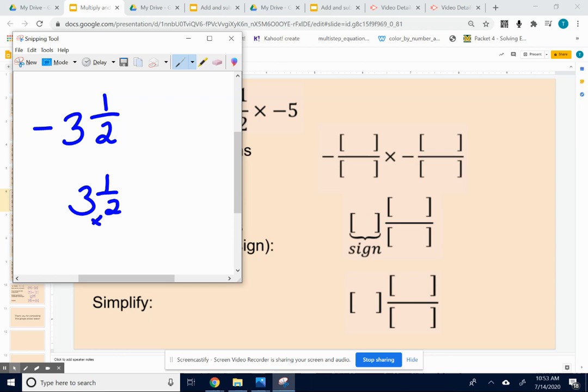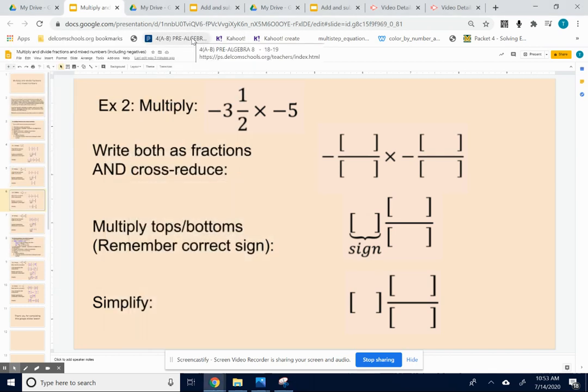Okay, so I'm going to multiply 3 times 2, add 1, and then drag the 2. Remember: multiply, add, drag. 3 times 2 is 6, plus 1 is 7, and then drag over the 2. So 7 halves. And since the original mixed number was negative, the improper fraction has to be negative. I'm going to need this later, so I'm going to have to erase this. So negative 3.5 is negative 7 halves.